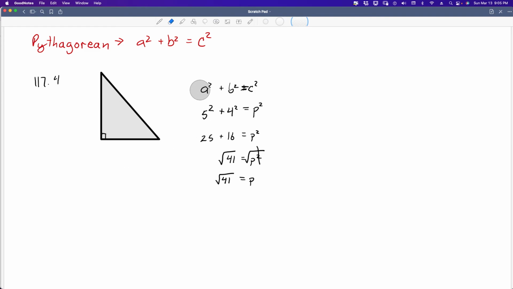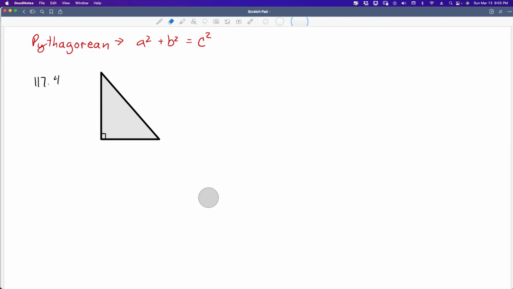And this is 117.5. And I'm just going to change this around a little bit. And I have a leg of 7, I have m as a leg, and I have 9 as the hypotenuse. So let's drop those into our formula. We have 7 squared plus m squared equals 9 squared. Well, 7 squared is 49 plus m squared is equal to 81.